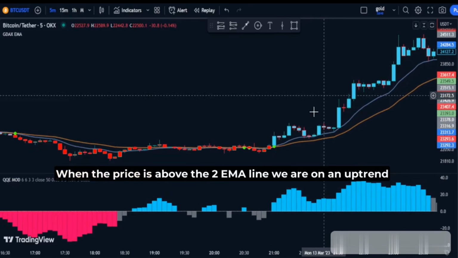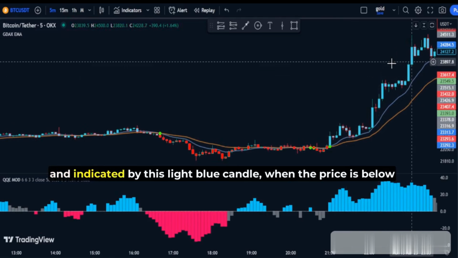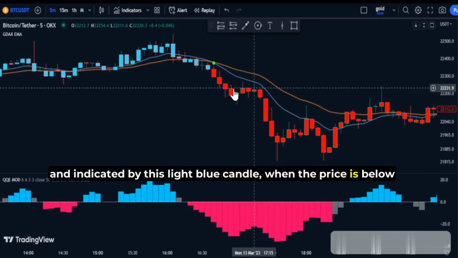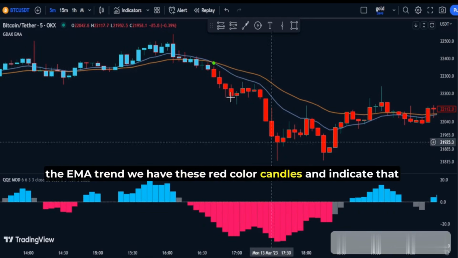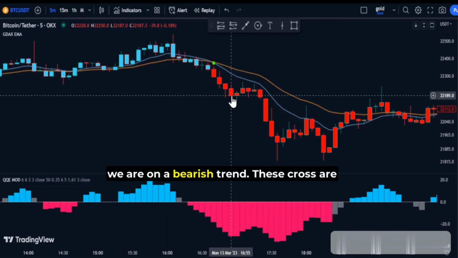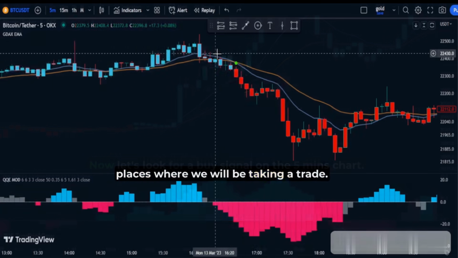When the price is above the 2 EMA line, we are on an uptrend, indicated by this light blue candle. When the price is below the EMA trend, we have these red color candles and this indicates that we are on a bearish trend. These crosses are places where we will be taking trades.